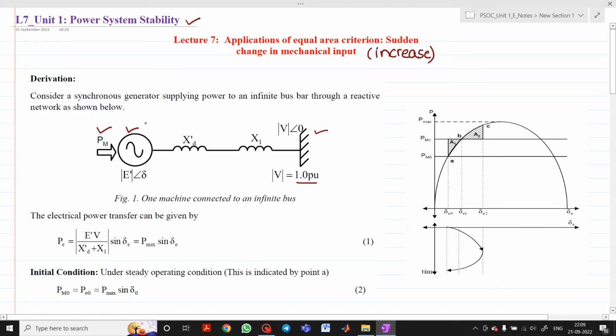Now how can we write the equation for electrical power PE? We can write it as E dash into V upon Xd dash plus X1, into sine delta. This term E dash into V upon Xd dash plus X1 will be treated as Pmax, which is represented by equation number 1.